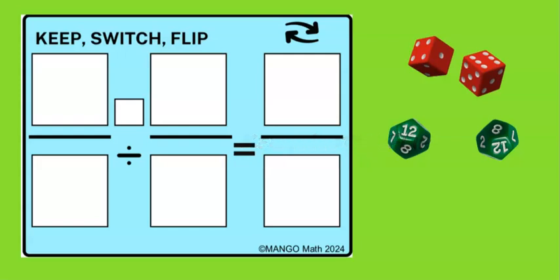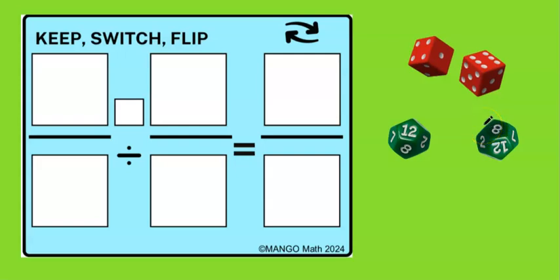Keep, Switch, Flip is a game in which we're learning how to divide fractions. To start, there can be up to 4 players. They're going to each roll 4 dice, 2 with 6 sides and 2 with 12 sides. The 12-sided dice will be the denominators, the 6-sided dice will be the numerators. So in this case, I have 4, 6, 12, and 8. I can arrange those any way I want, meaning I can put the 4 with the 12 or the 4 with the 8, it doesn't matter.